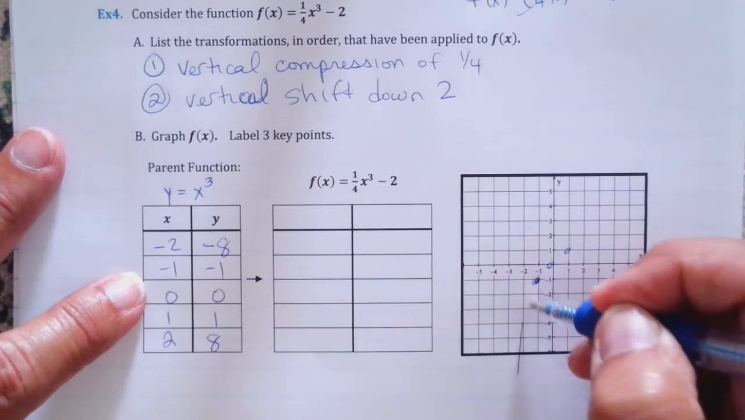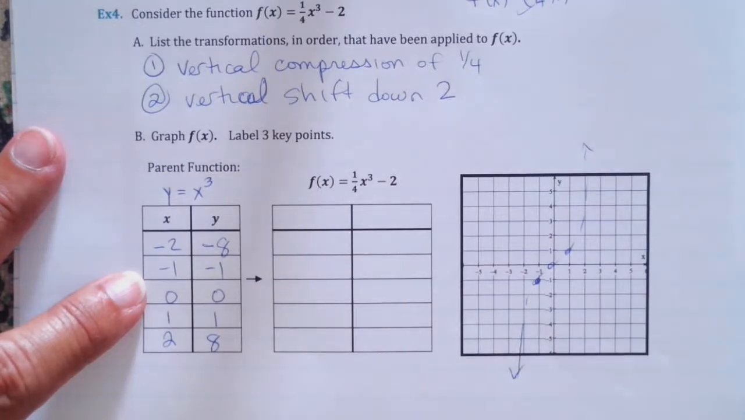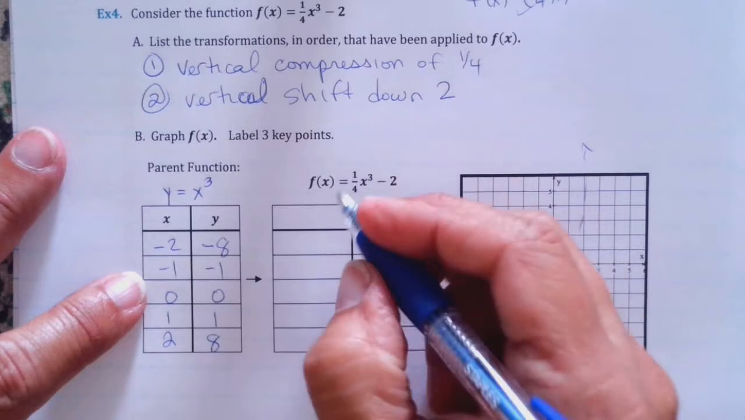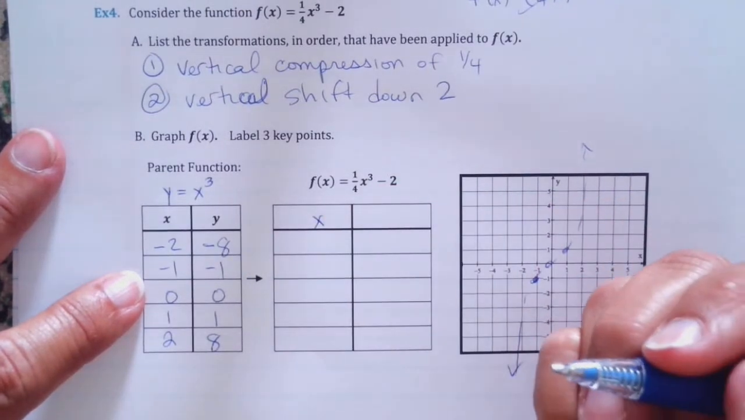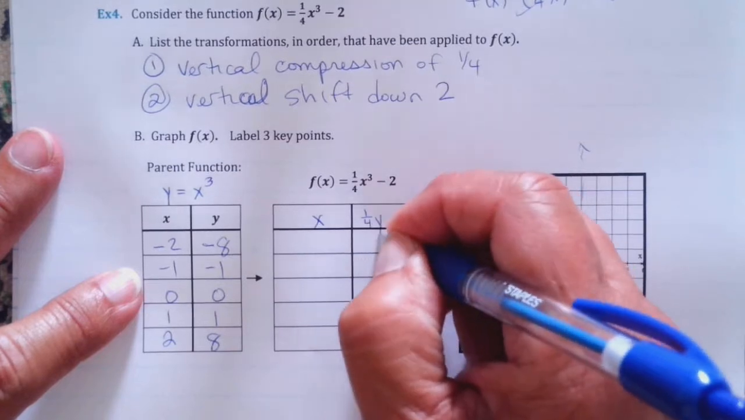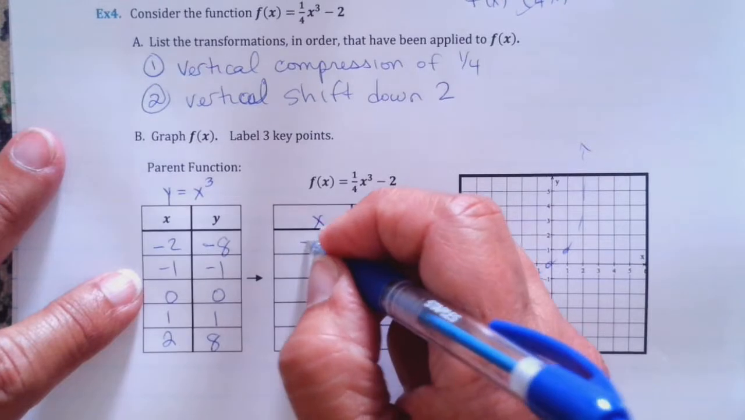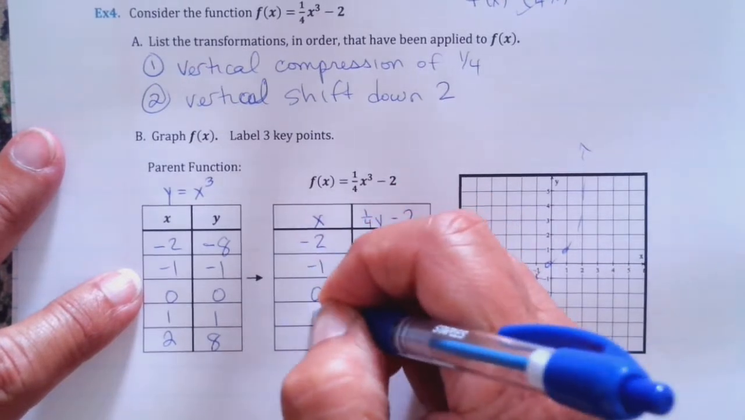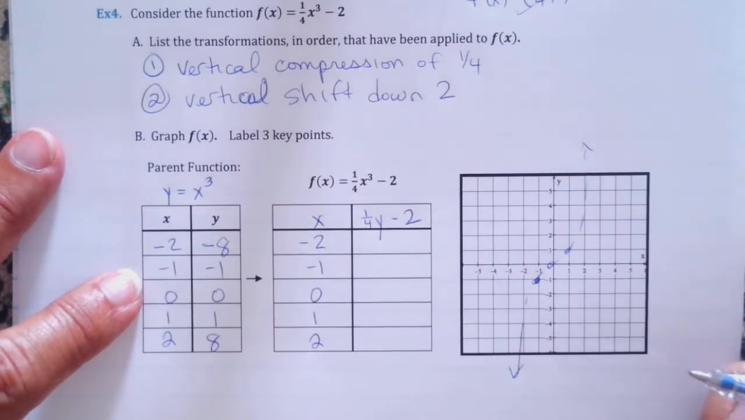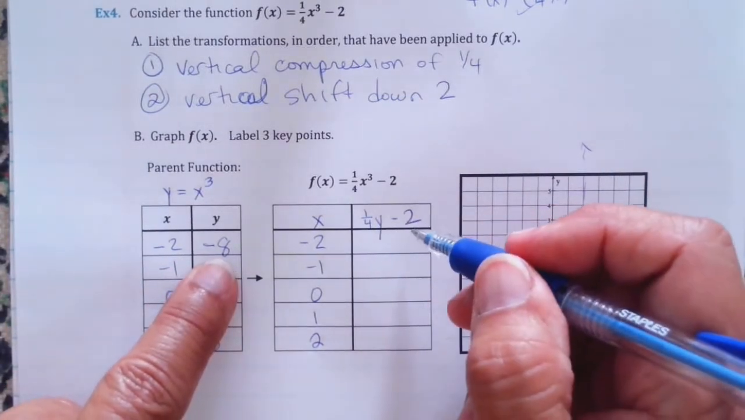So I know this is the parent function, okay? Nothing's happening to x, so x is going to remain the same. What's happening to y? We're going to take 1/4 of y, and then we're going to subtract 2. So the x's remain the same, no transformations to those. We're going to take 1/4 of this number and then minus 2 from that.